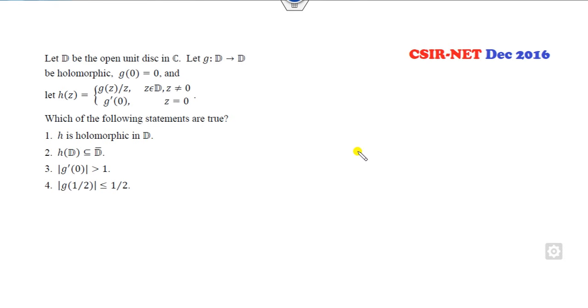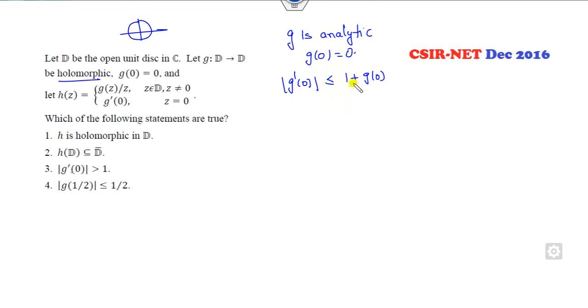Look at this another one. D is a unit open disk. Here g is holomorphic, so g is analytic, as given to you. g of 0 is 0. Fine. Now you can see g dash. Can you find the g dash, which is 1 minus |g(0)| squared over 1 minus 0 squared, which is 1 over 1, which is 1, but he said greater than 1. This option is cancelled out.